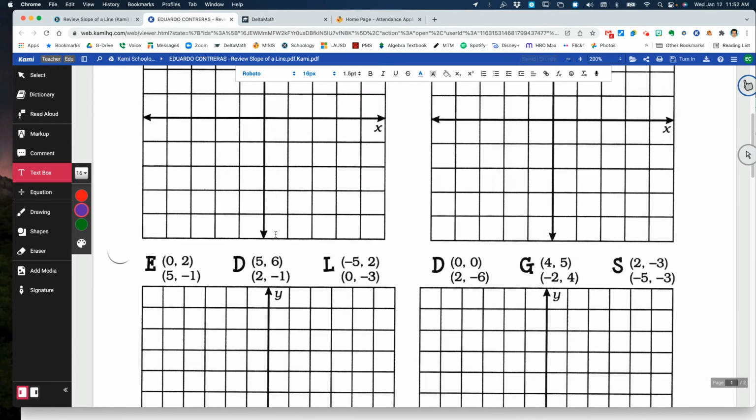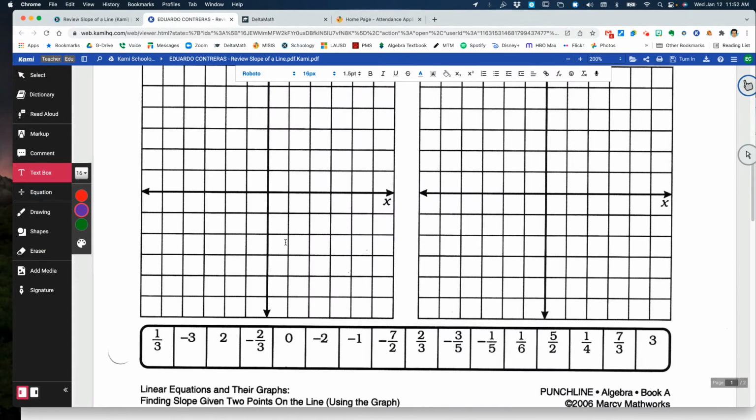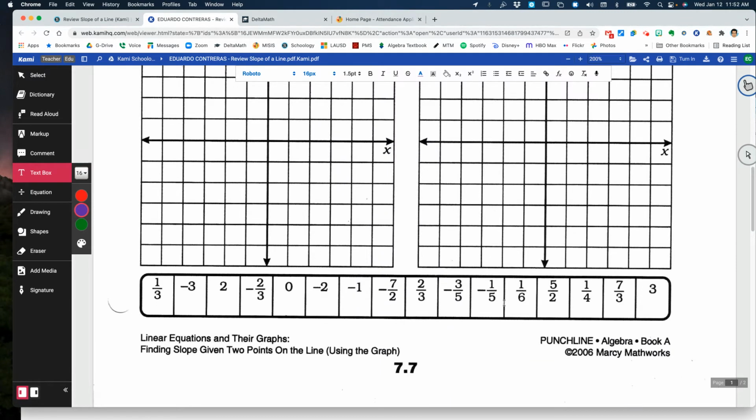So at the bottom, this is letter B. You see that letter B there? We look for 2/3. There it is. And put the letter B.